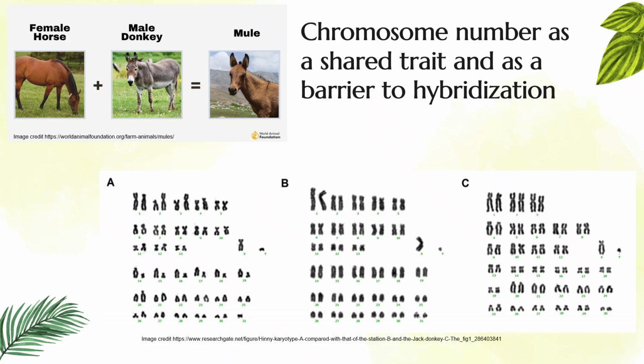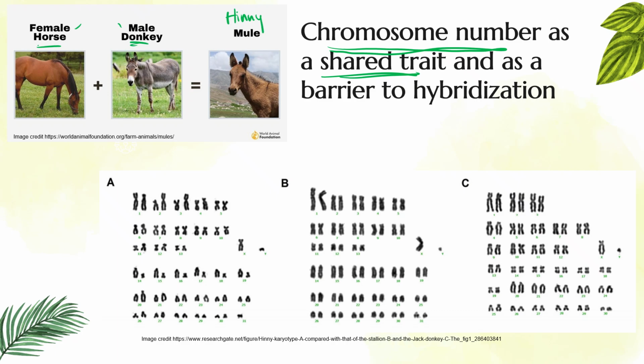But hybridization doesn't always lead to speciation. Sometimes, we talked about this in the last video lecture, the shared trait of a chromosome number within a species might be a barrier to speciation through hybridization. For example, if we take a horse and a donkey, we're going to get a mule. Interestingly, only a female horse and a male donkey make a mule. If we had a male horse and a female donkey, then we get a hinny, which I think looks a lot like a mule, but I'm not a mammalogist, so I don't know what I'm talking about.